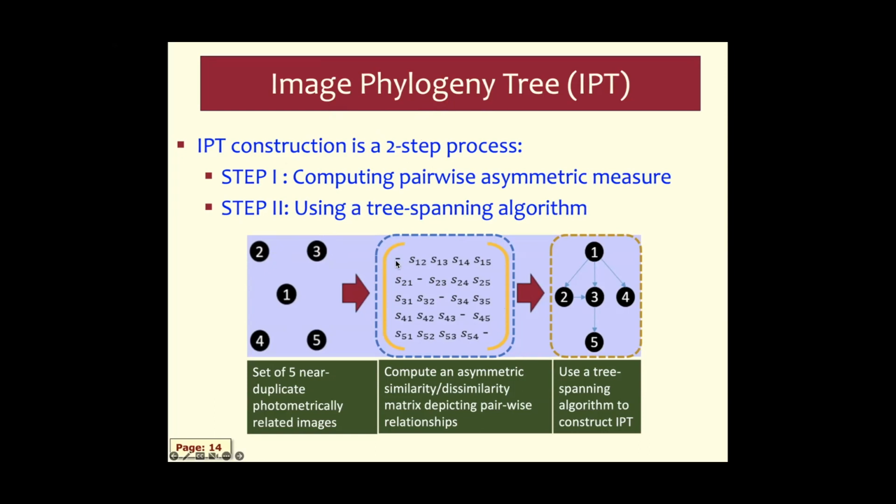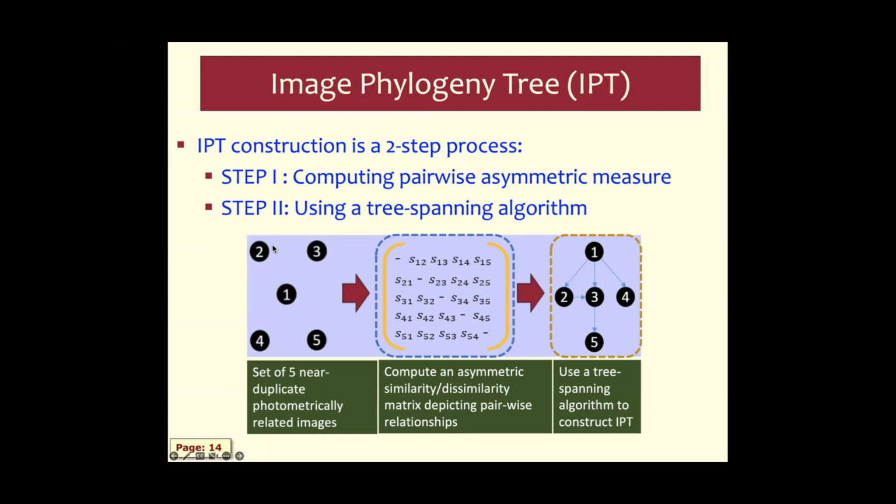So for example, here, S11 doesn't make sense, so that's why the diagonal elements are left blank. But S12 is a measure which talks about the similarity between images 1 and 2. And this will be different from S21, which is talking about the relationship between 2 and 1. Now, the reason why this asymmetric property is needed is because we have to know if 2 has been transformed to 1, or if 1 has been transformed to 2.